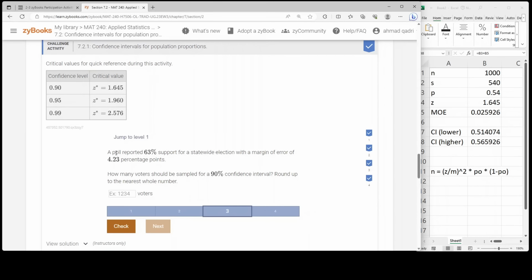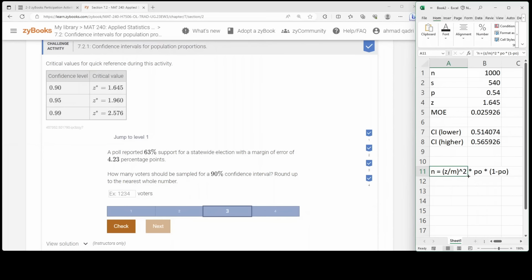Now here we have a poll that reported 63% support for a statewide election with a margin of error of 4.23 percentage points. How many voters should be sampled for a 90% confidence interval? All right, so now we need to find the sample size. This formula is provided in this section, so be sure to go over that, but I've also typed it here. The formula is n equals Z over M, where Z is the critical value for the confidence level and M is the margin of error.